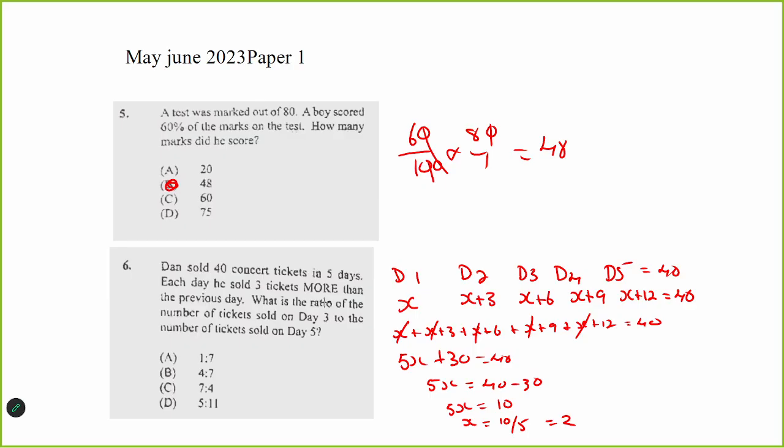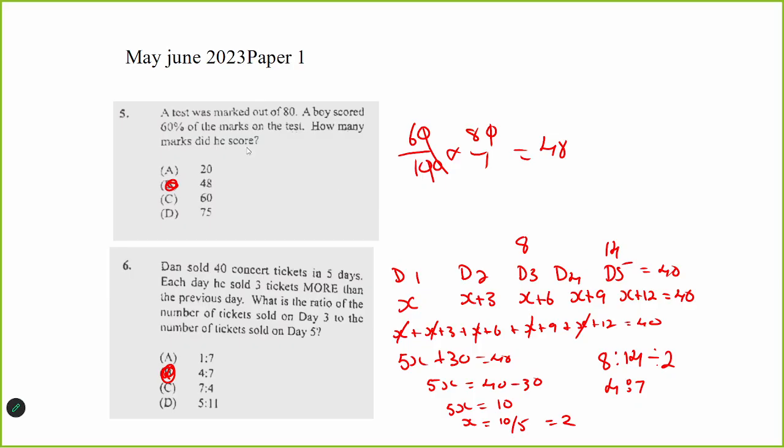So they want to know what is the ratio of the number of tickets sold on day 3, which would be 2 plus 6 is 8, and the tickets sold on day 5, which is 2 plus 12, which is 14. So on the ratio of 8 to 14, what could go into 8 and 14 at the same time, guys? We know 2. 2 could go into 8 4 times, 2 could go into 14 7 times. So the answer would be a 4 to 7 ratio, which is B. Alright, and that's the end of the May-June 2023 paper.